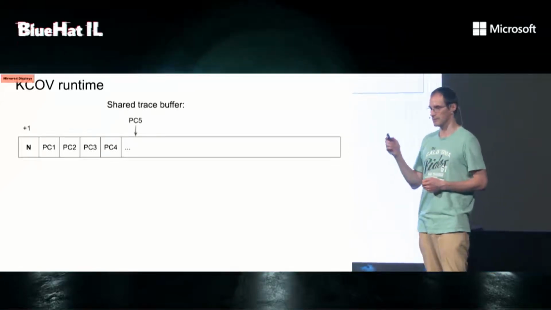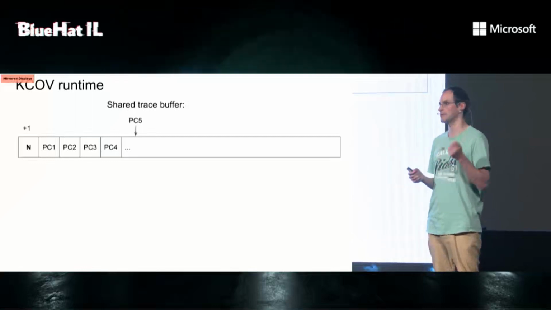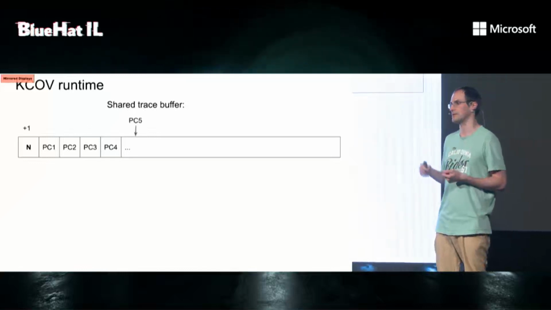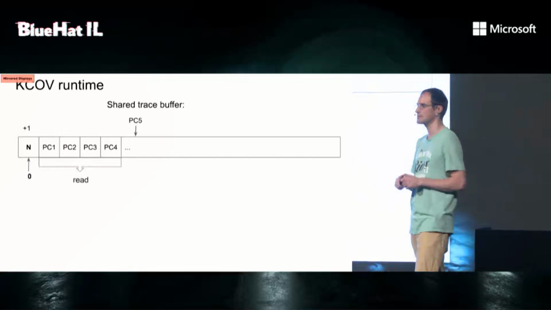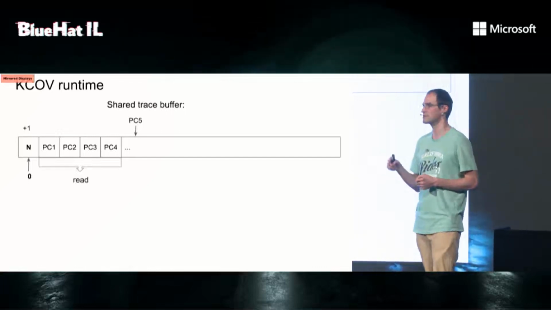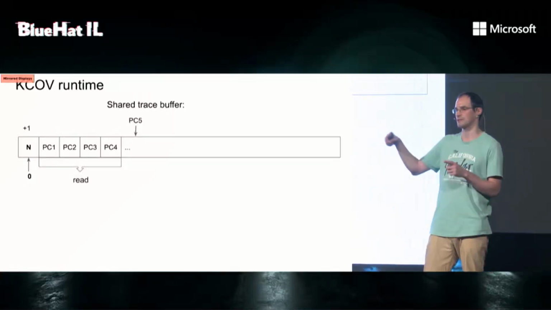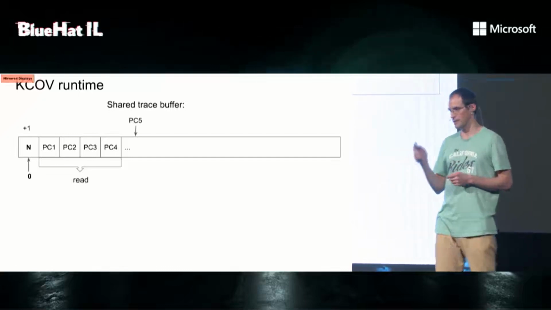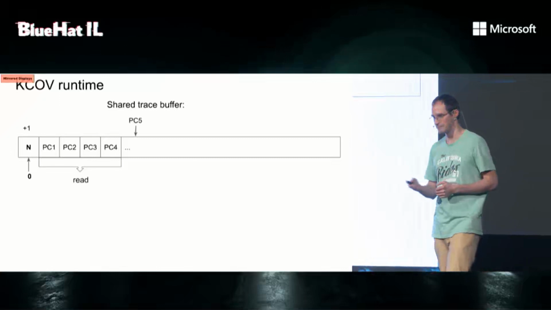So the kernel coverage callback does two things. First of all, it increments the first word, and it adds the current PC to the end of the trace buffer. And user space can do two things. First of all, it can write 0 to the first element, which will effectively reset the coverage, because then the kernel will continue filling this buffer from the beginning. And it can read the currently filled part and use it.